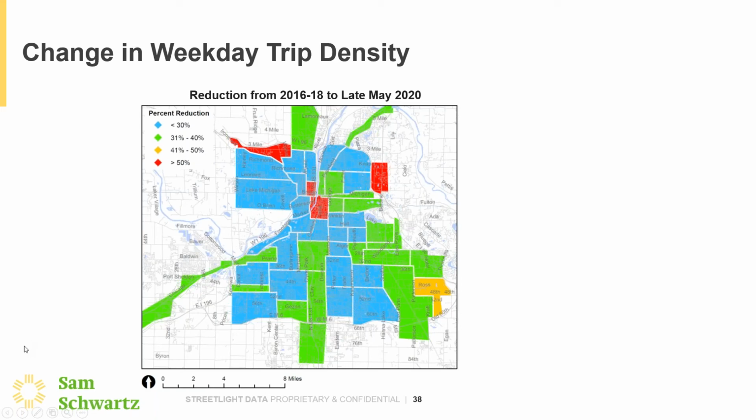So while the percent reduction in downtown is still very high, as well as some of these other pockets, such as some outlying industrial areas, still the travel in downtown is the dominant destination.